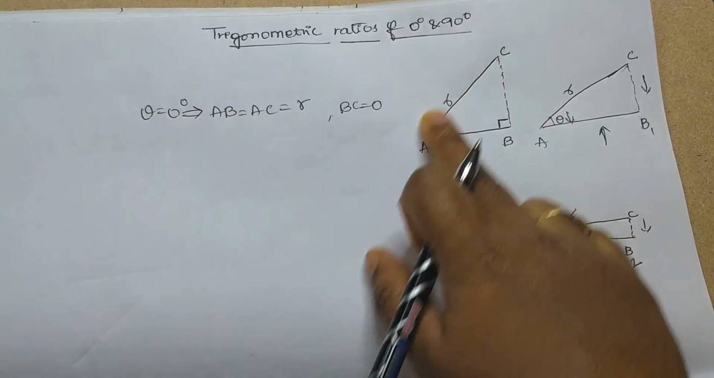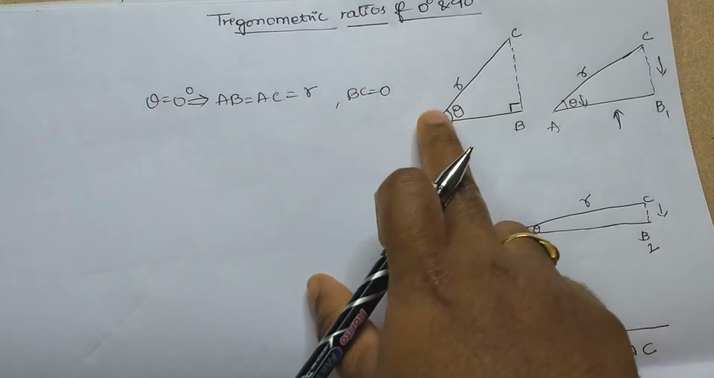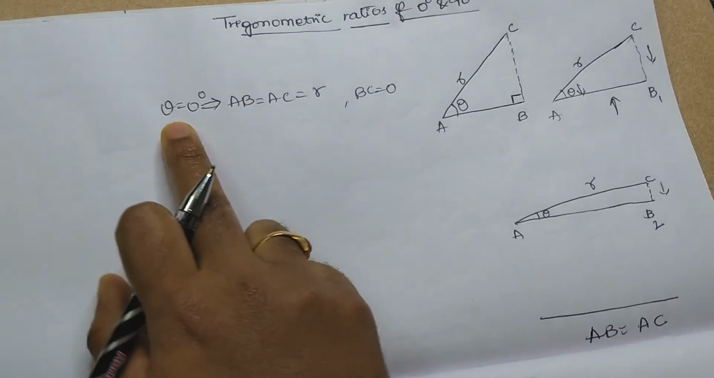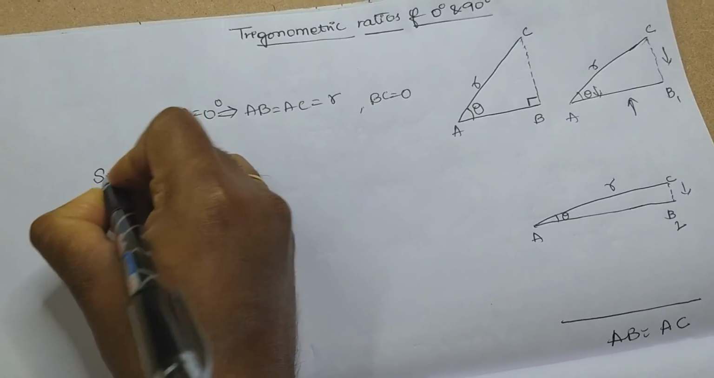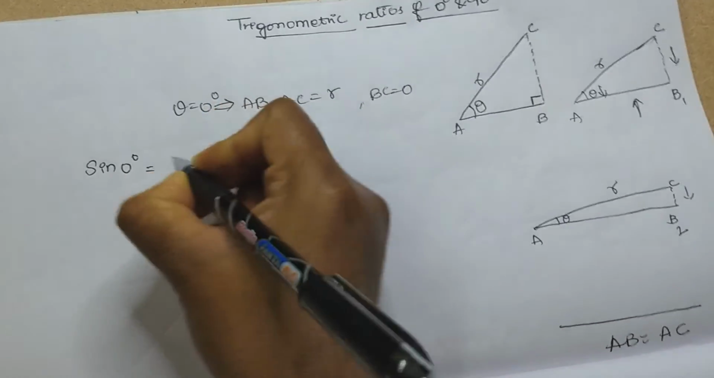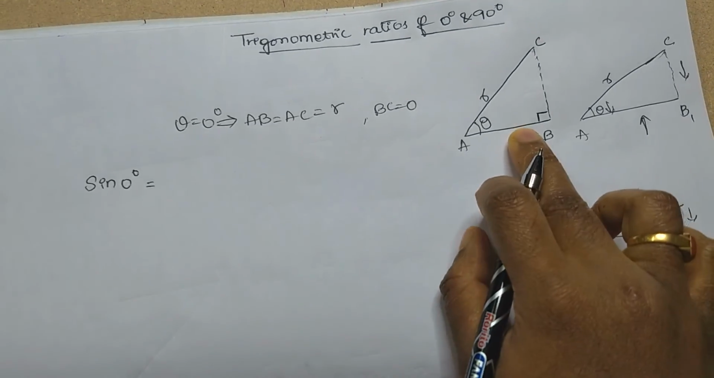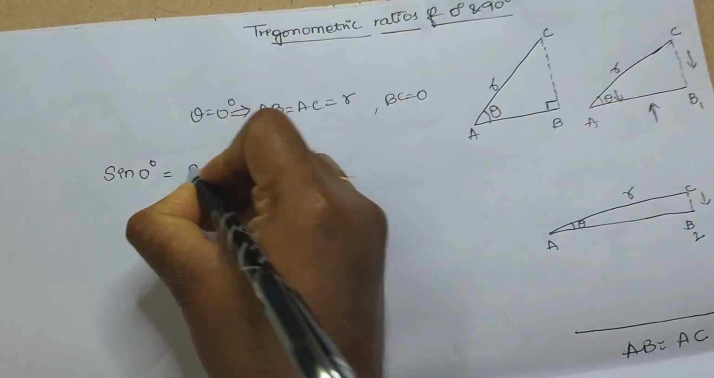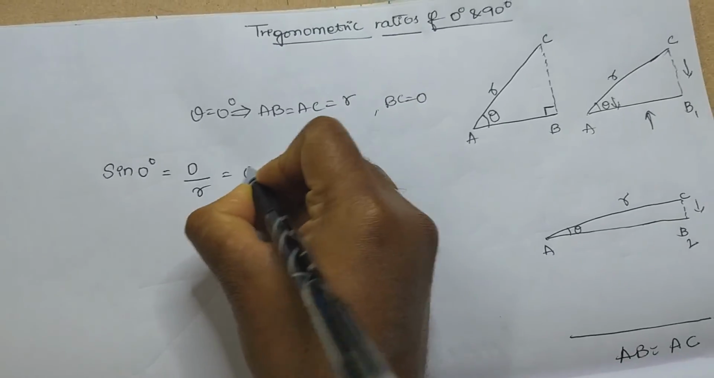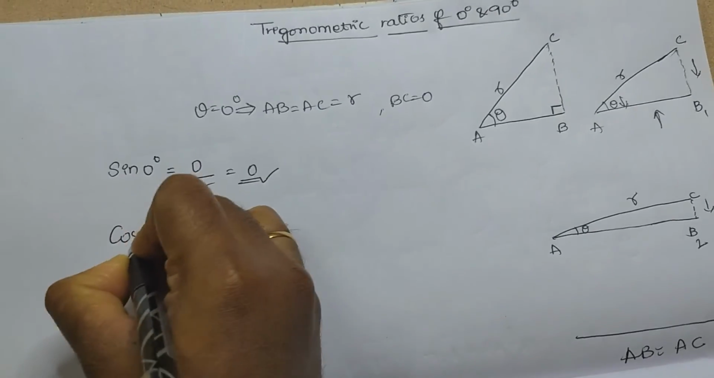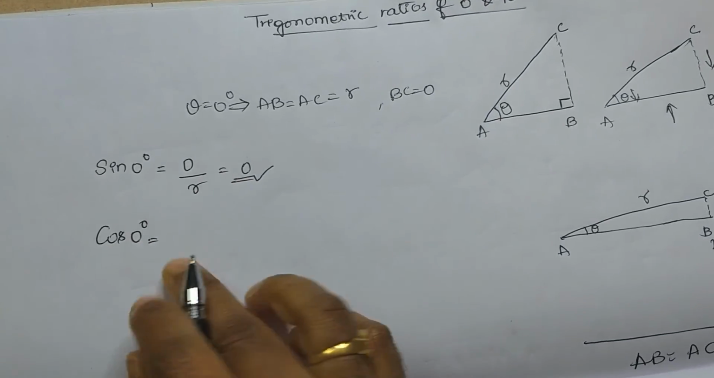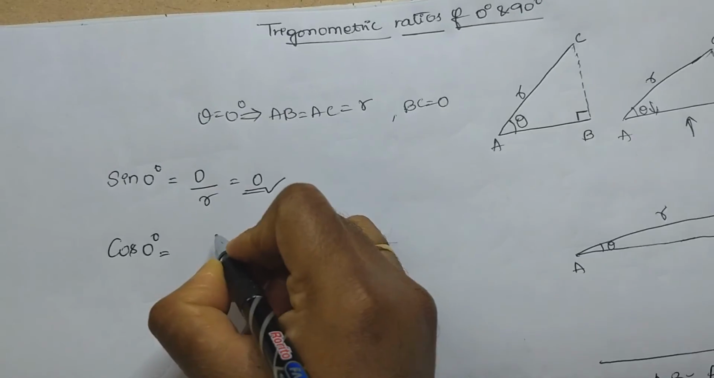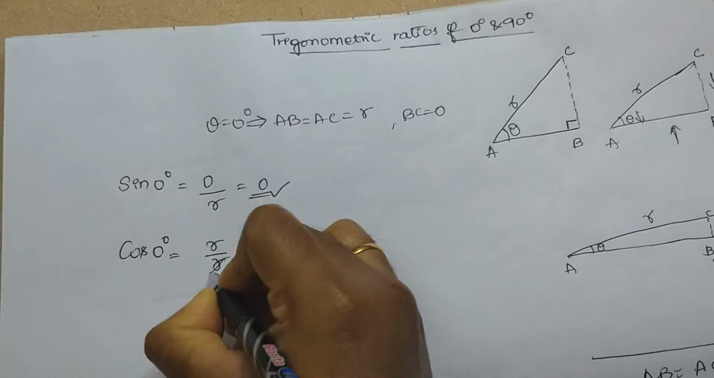So in the right angle triangle, we know the AB value, we know the AC value, we know the BC value at theta equals 0. So we can find out the trigonometric ratios. Sin 0 equals, just apply the values directly, BC by AC. What is BC? It is 0. 0 by AC, which is R. 0 by something you will be getting 0 only. Cos 0 equals, what is cos? Adjacent side, that is AB by AC. AB value is R, AC also is R. So you will be getting 1.